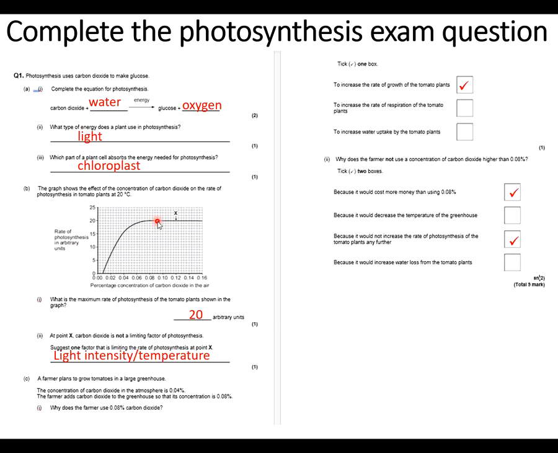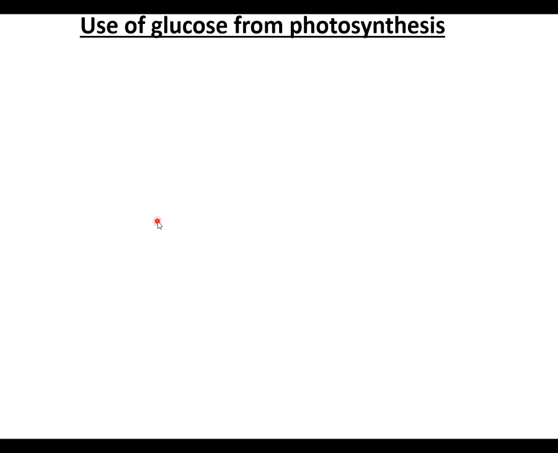So that is an overview of photosynthesis. Now we're going to have a look at what the plant does with the glucose that it produces.